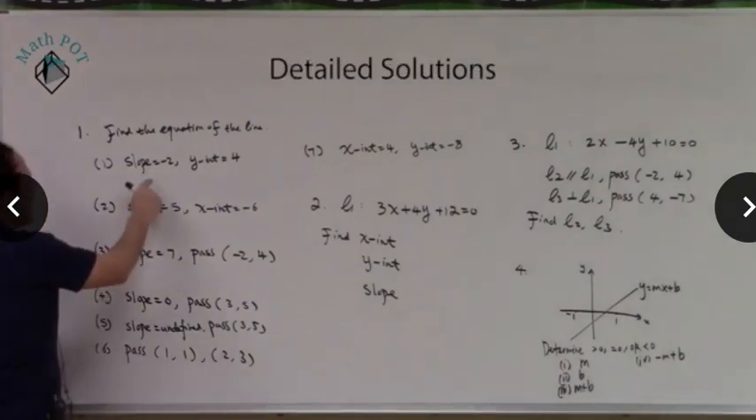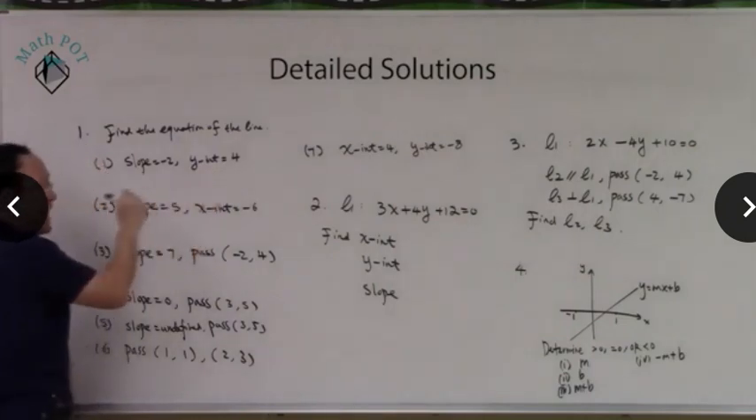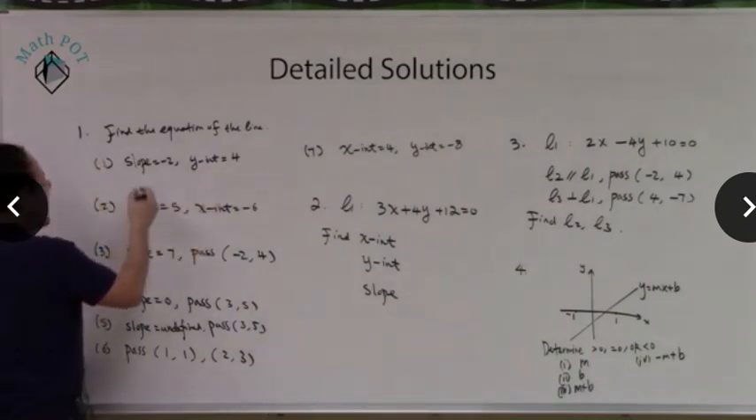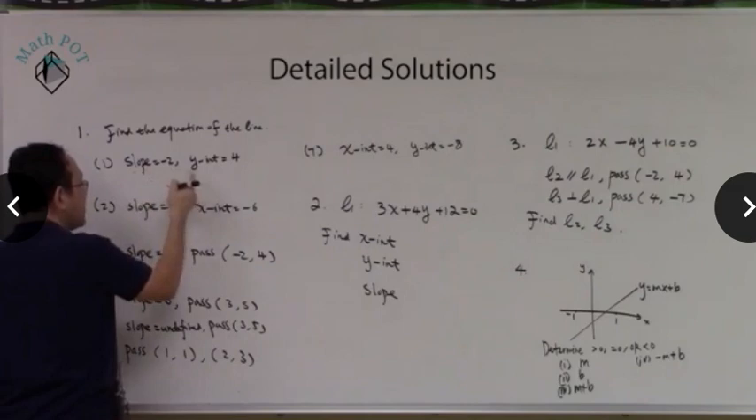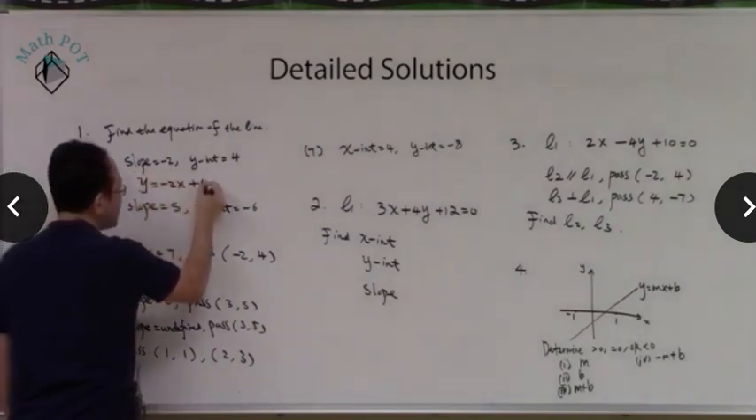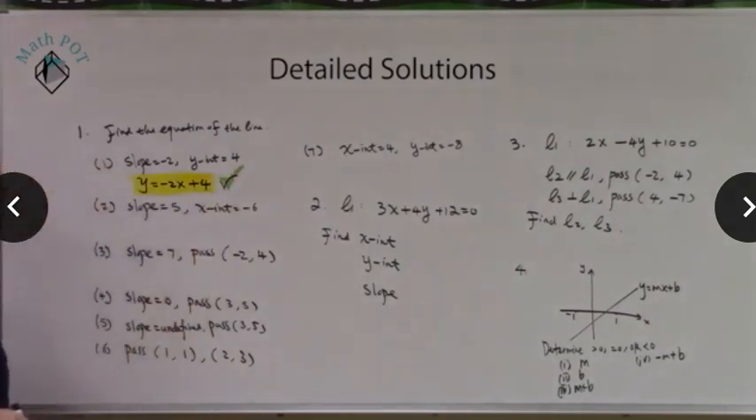First one, given the slope and given the y-intercept, we have the equation. Using slope-intercept form, y equals -2x plus 4. That's all. Next one, given the slope and given the x-intercept.